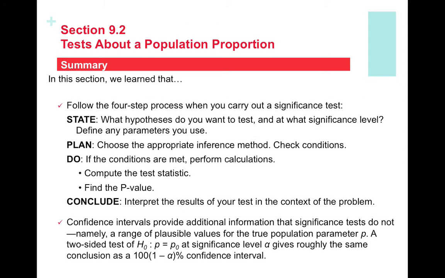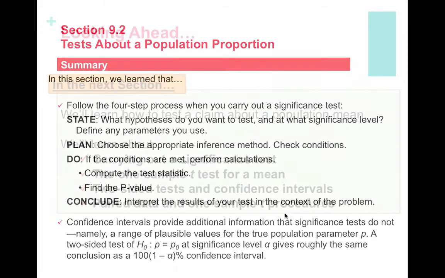But the big idea from that is basically that confidence intervals just give you some more information that significance tests do not, because the confidence interval gives you a range of values, whereas a significance test just tells you yes or no. And again, if the p naught, or that number, is inside the interval, then you're failing to reject because it's a plausible value. If it's outside the interval, then you're rejecting.